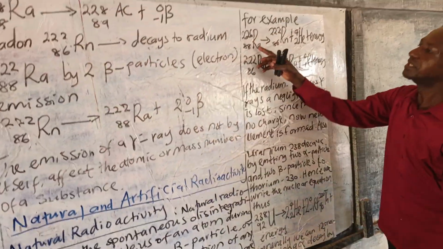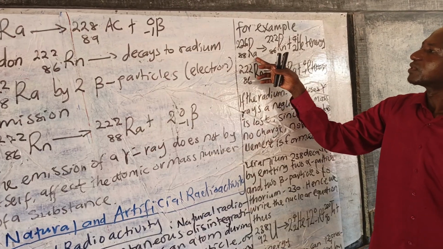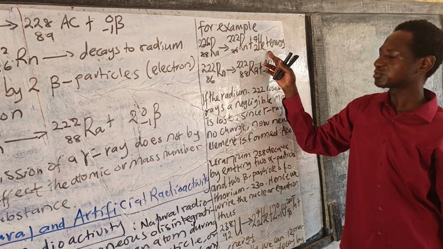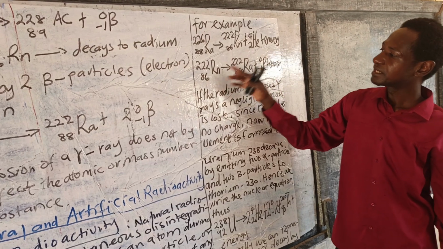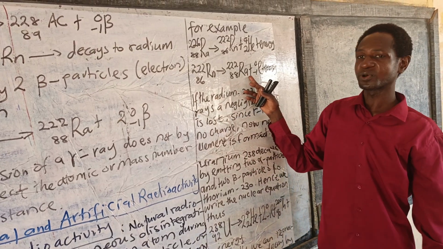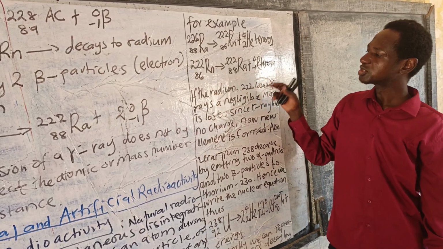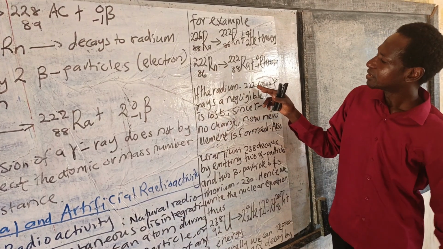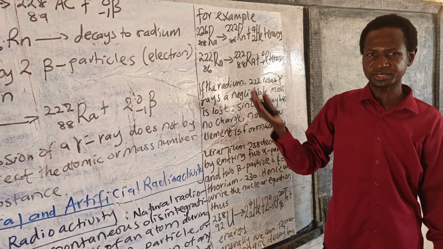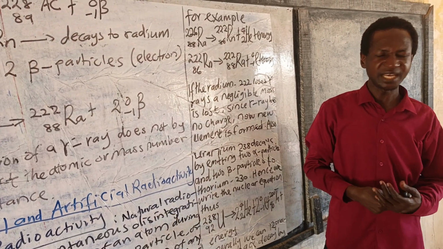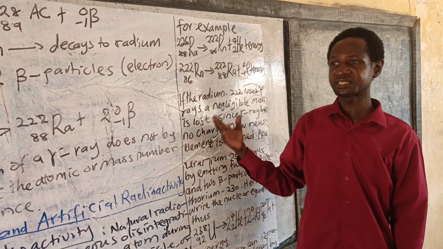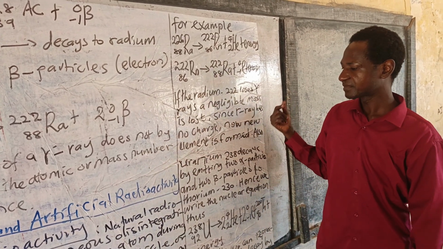For example, this is radium. When it disintegrates, it becomes radon plus alpha particles plus energy. Then this is radon. When it disintegrates, it becomes radium plus beta particles plus energy. So if the radium loses gamma rays, a negligible mass is lost, since the gamma rays do not have any charge. Now a new element is formed.